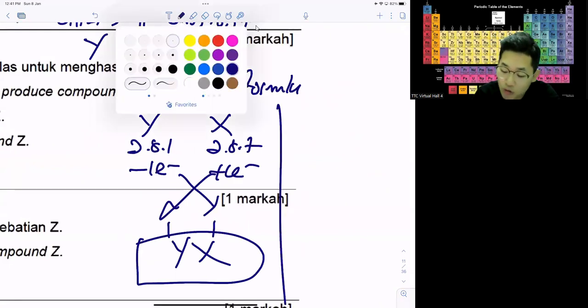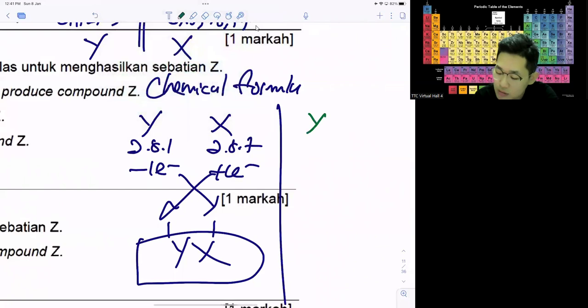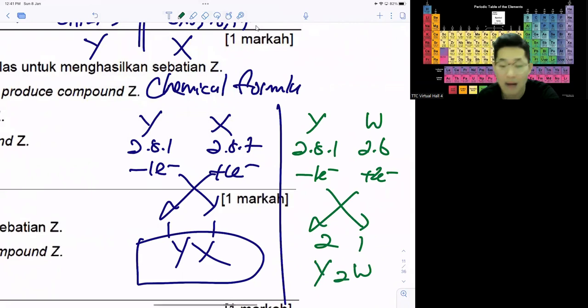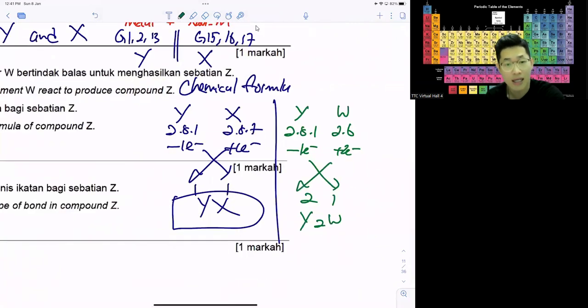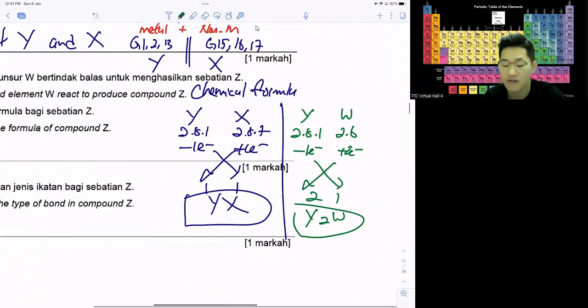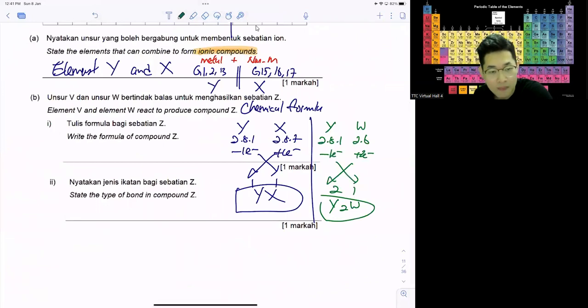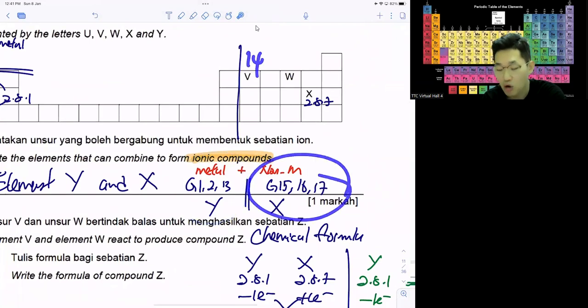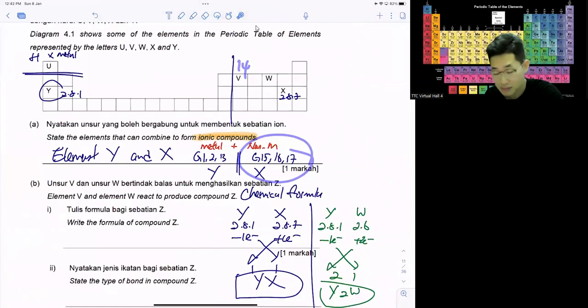If just now you go for Y and W, 2.8.1, 2.6, donate 1, receive 2, exchange 2, 1. Y2W. Okay, can, so this is how you get the formula. Okay, next. By the way, Y and V cannot, because V is in group 14, no group 14 for ionic compound.